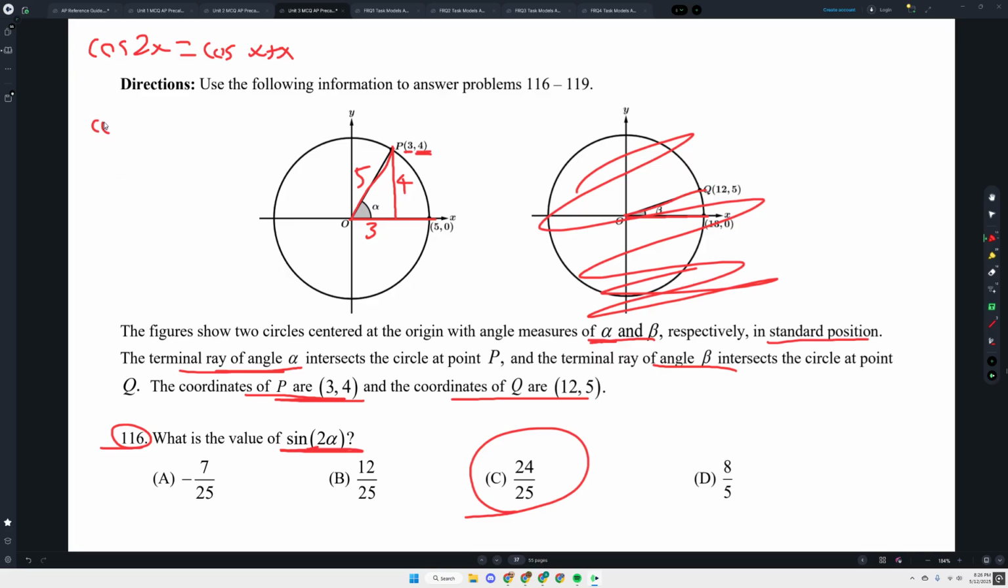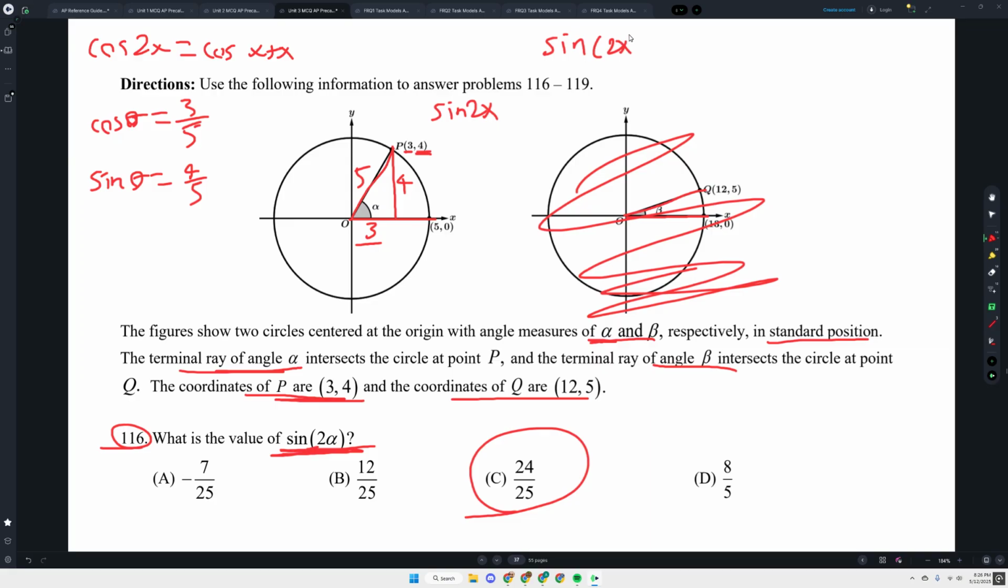So we know cosine theta is going to be equal to the x value 3 over the radius 5. Sine theta is going to be equal to 4 over 5, right? And now we're going to use our sine 2 theta, our favorite formula, double angle or sum and difference. So we're going to use sum and difference to showcase the deriving again.